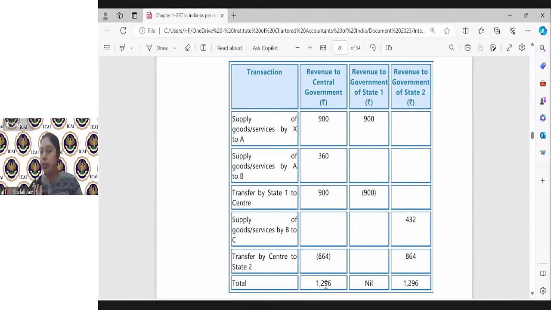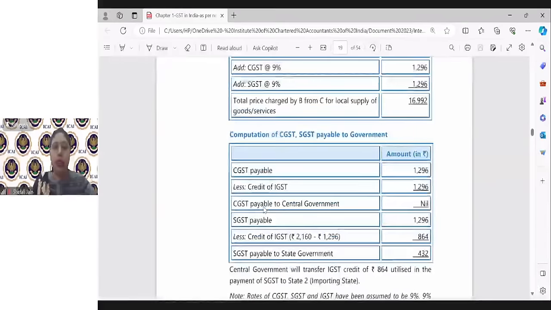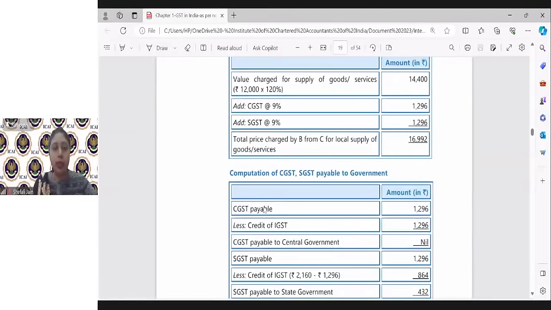I will try to explain this example once again. I think the third transaction is not very clear to students. I will explain it once again. And after that, I will move to chapter two. In case you have queries, you keep on posting. I will take it at the end again.